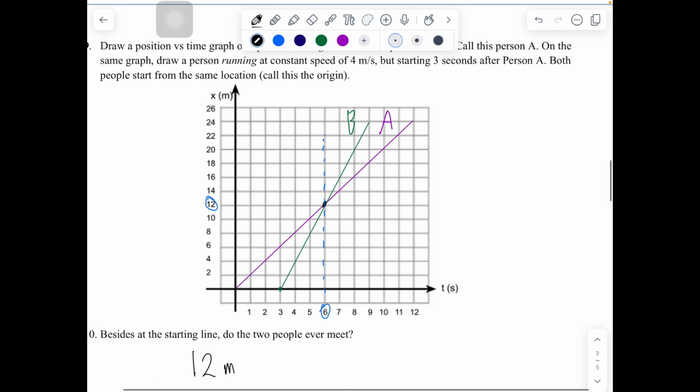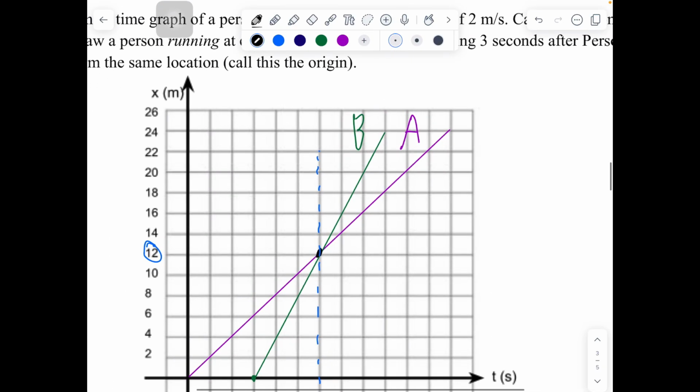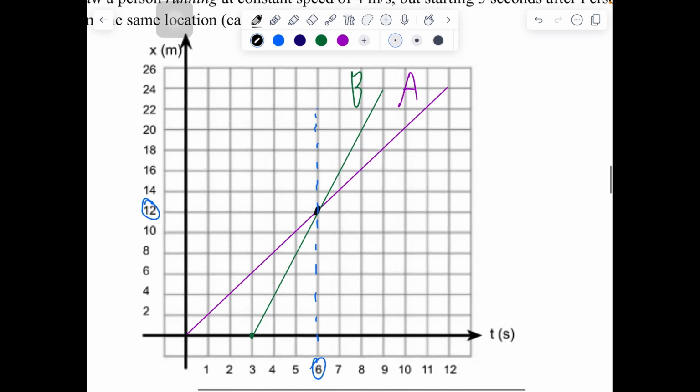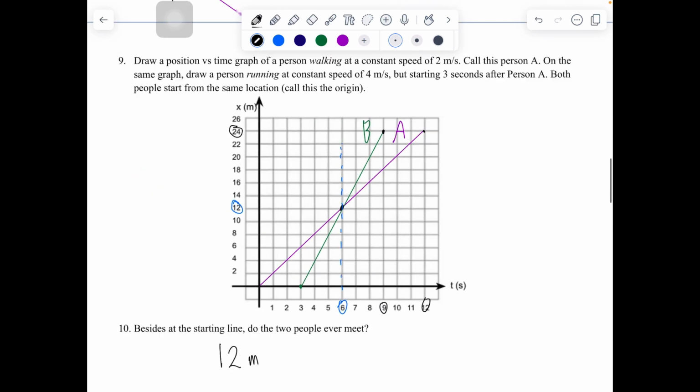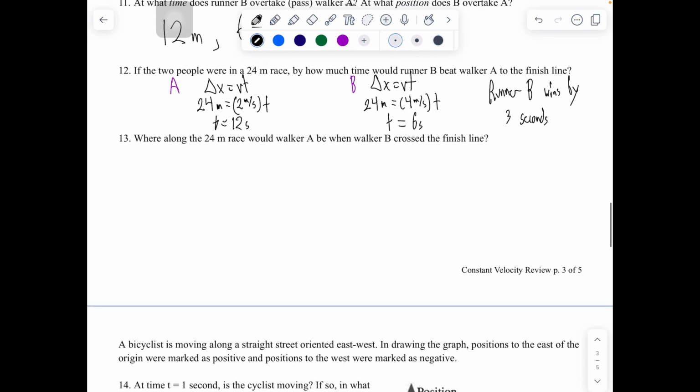If you drew your lines really precisely, you could even read this off the graph and see, oh, at 24 meters, the end of the race, runner B gets there at a time of 9 seconds, where runner A gets there at a time of 12 seconds. 3 seconds of difference, just like we calculated.